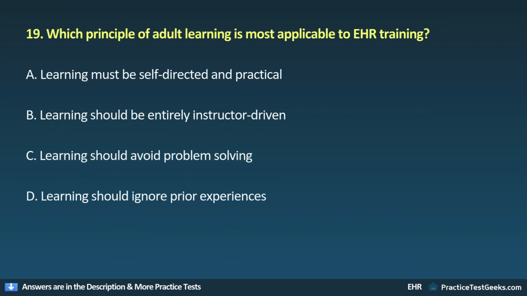19. Which principle of adult learning is most applicable to EHR training? A. Learning must be self-directed and practical. B. Learning should be entirely instructor-driven. C. Learning should avoid problem-solving. D. Learning should ignore prior experiences.